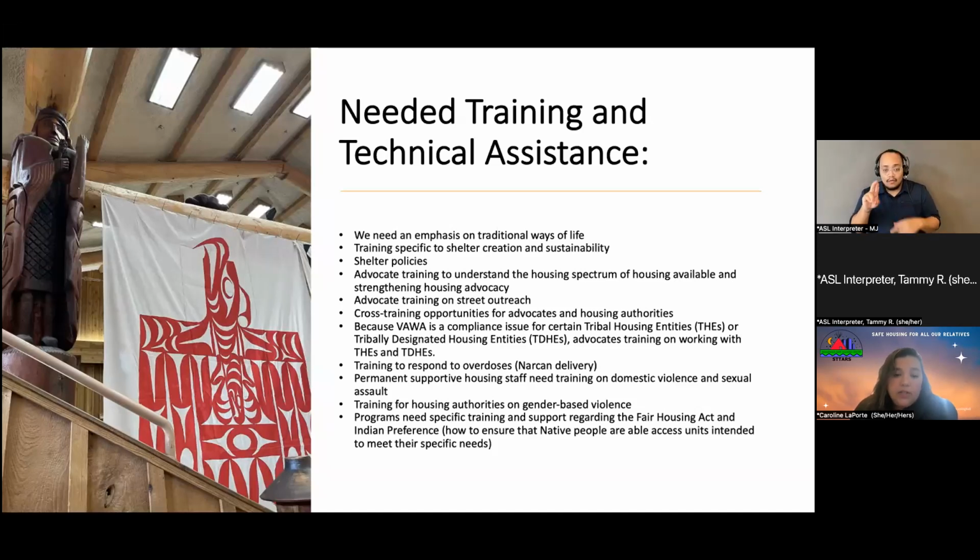And then programs actually needed specific training and support regarding the Fair Housing Act and Indian preference, and how those two intersect. Obviously, the Fair Housing Act is an act of Congress, and Indian preference is something that is protected by Supreme Court law, specifically Morton v. Mancari, if you are interested in that. The way that those two intersect is causing certain issues in spaces, but the individuals in our work group have had success in addressing that. So that's going to be something that we work on this next year.